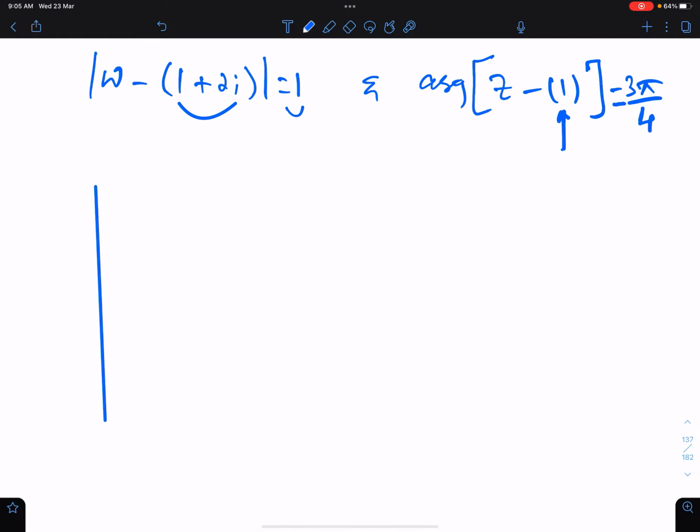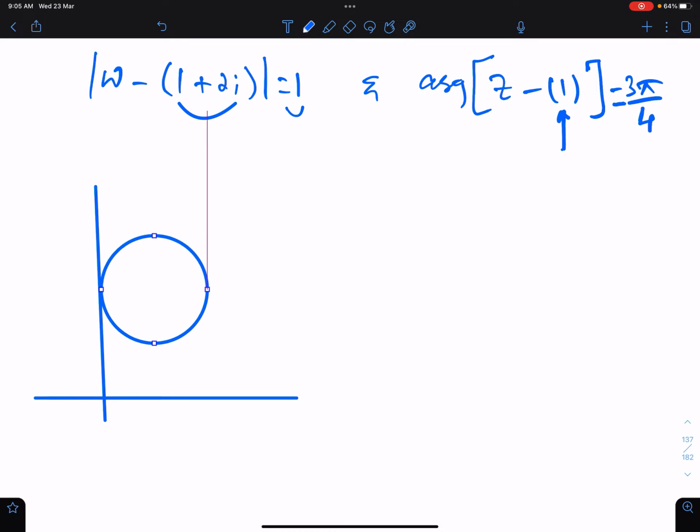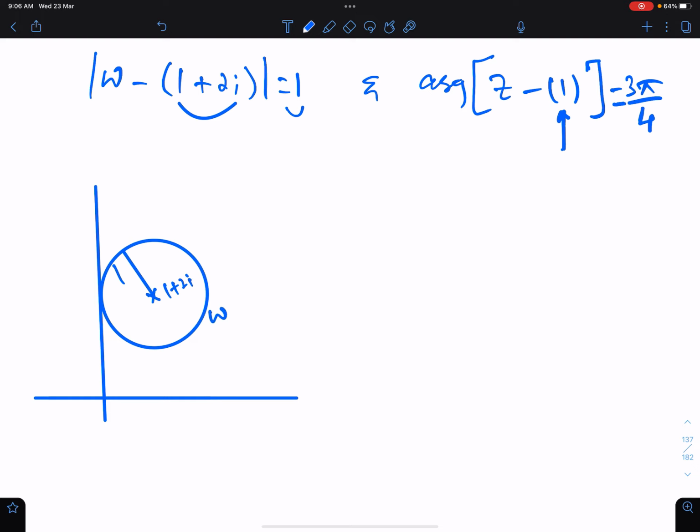Here is the circle. The radius of this circle is 1 and the center is at 1 plus 2i, and w is anywhere on the circumference. And here is the locus of z. This angle is 3 pi by 4.